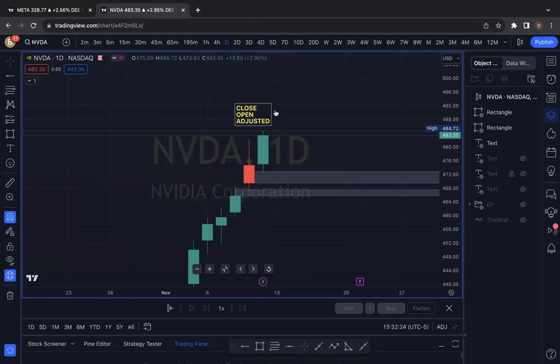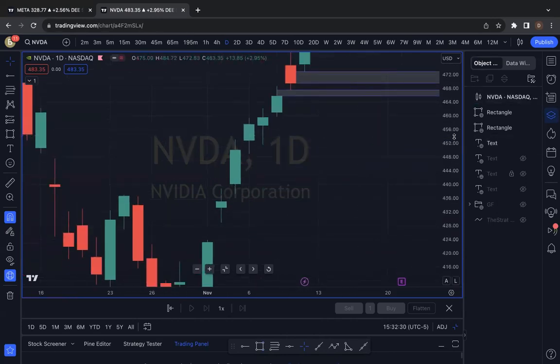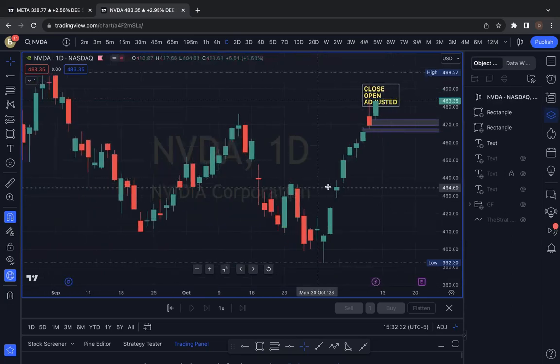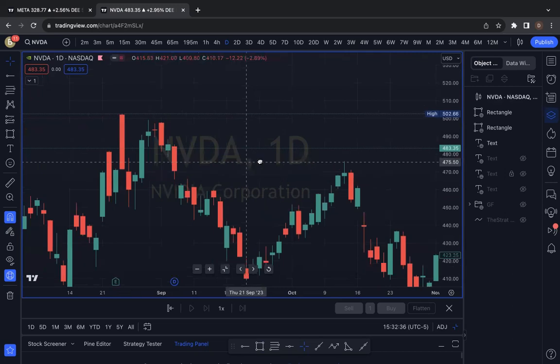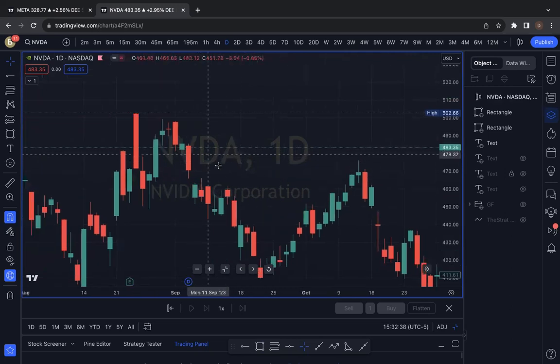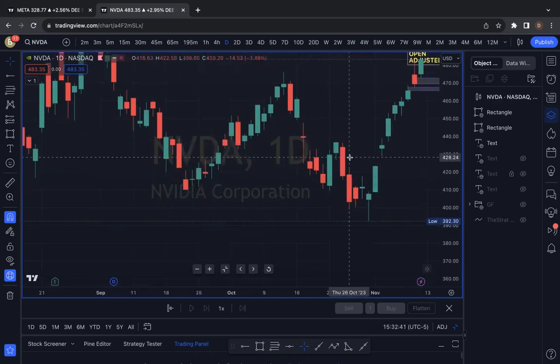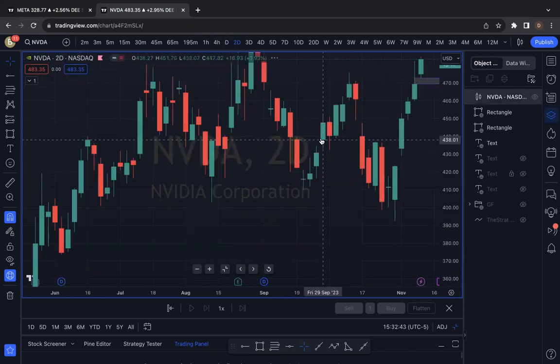Okay. Is it the same as a fair value gap? No, it's not the same as a fair value gap. I don't really want to confuse. Okay, no, I'll explain. It's not the same as a fair value gap. With a fair value gap, I like, you can find them really well on the daily.